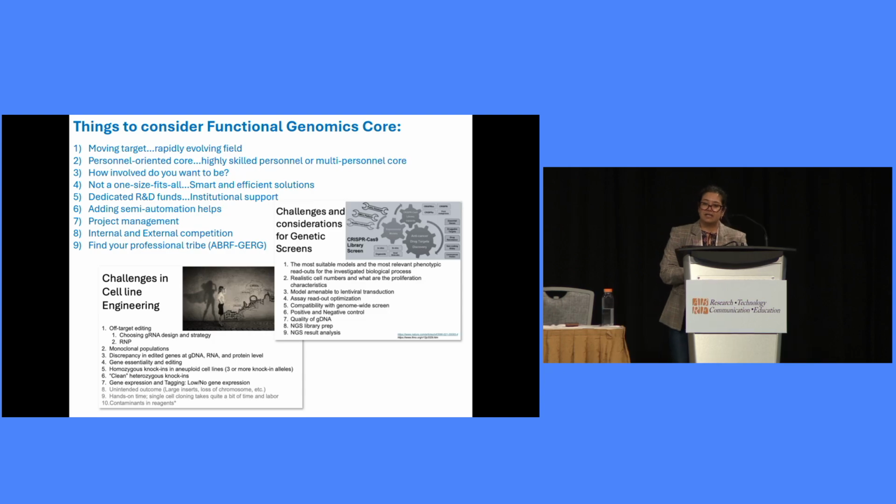Project management is great because a lot of these projects are very long. Cell engineering can take weeks to months. Single-cell cloning can take a really long time. Same thing with generating custom CRISPR libraries. So, if you have a system which tells your client labs where you are in the process, it helps them. It can be as simple as sending them an email every few weeks, but some sort of management would be good. And then internal and external competition.